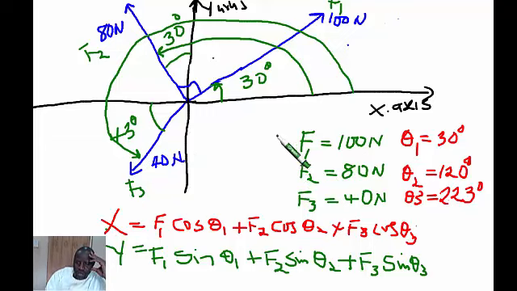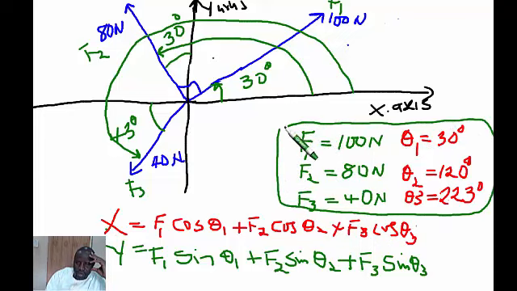So from here we have all our parameters to evaluate the x component and y component. The x component is given by this relation: F1 cos theta 1 plus F2 cos theta 2 plus F3 cos theta 3, and the y component is F1 sin theta 1 plus F2 sin theta 2 plus F3 sin theta 3. So we are going to substitute these values here and evaluate our x and y. Let's do that on a clean page.